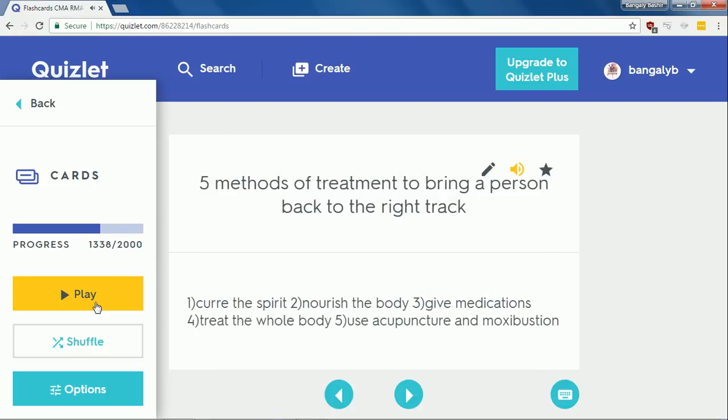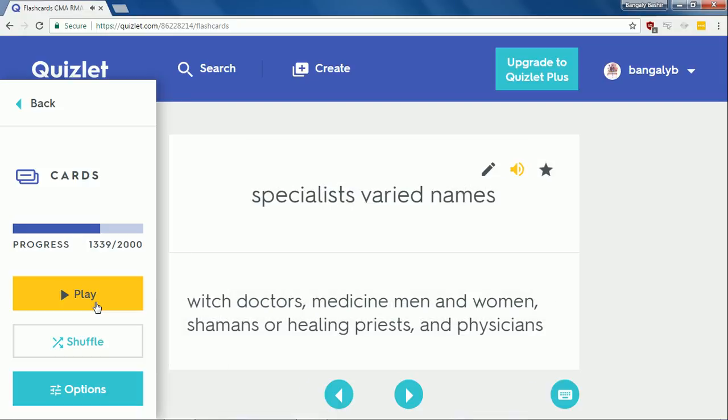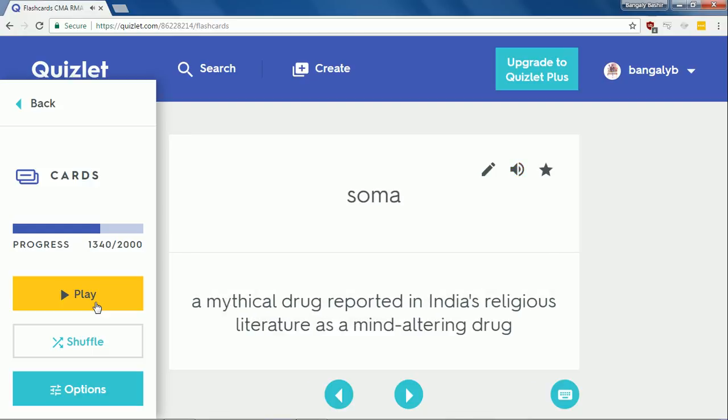Five methods of treatment to bring a person back to the right track: 1. Cure the spirit. 2. Nourish the body. 3. Give medications. 4. Treat the whole body. 5. Use acupuncture and moxibustion. Specialists' varied names: witch doctors, medicine men and women, shamans or healing priests, and physicians. Soma, a mythical drug reported in India's religious literature as a mind-altering drug.